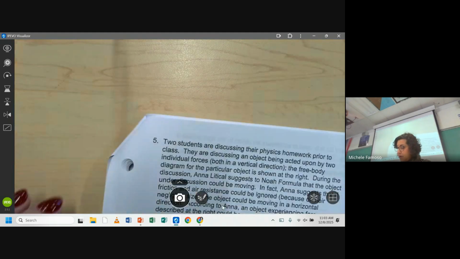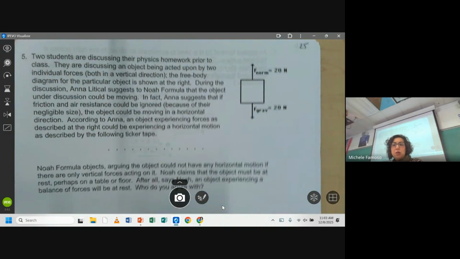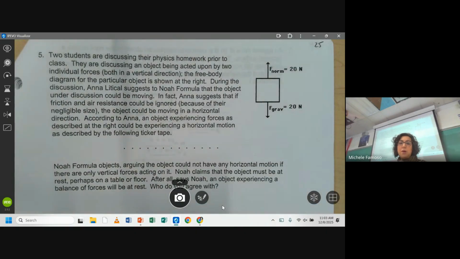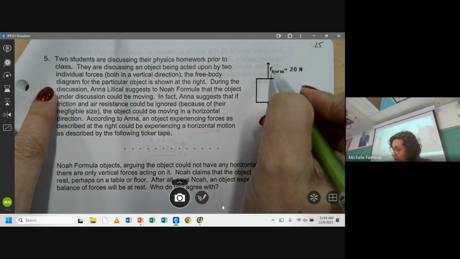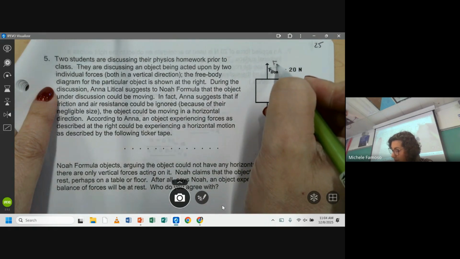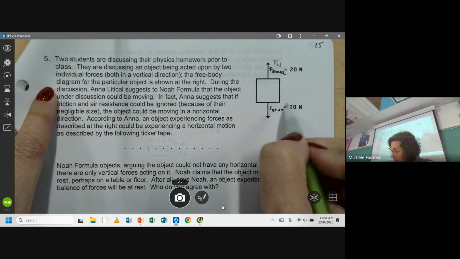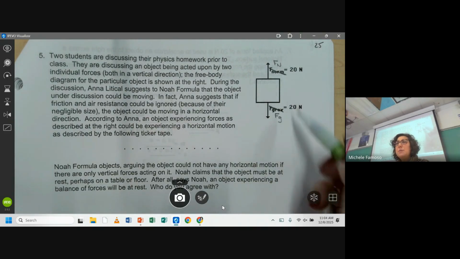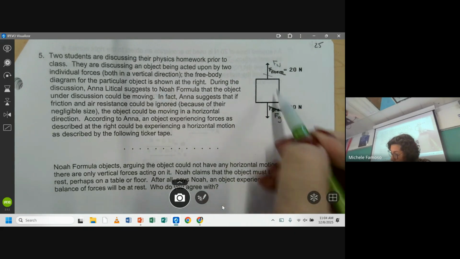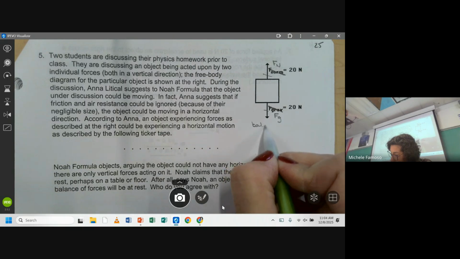All right, number 5. 2 students are discussing their physics homework prior to class. They're discussing an object that's being acted upon by 2 individual forces, both in the vertical direction over here. Now, the free body diagram is shown at the right. The variables are incorrectly labeled. Let's fix them. That should be Fn, and that should be Fg. What do you notice about these 2 forces right now, Marnay? They are balanced. Okay, so this is balanced forces.